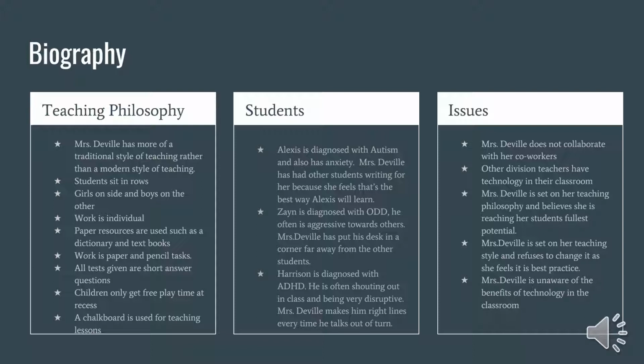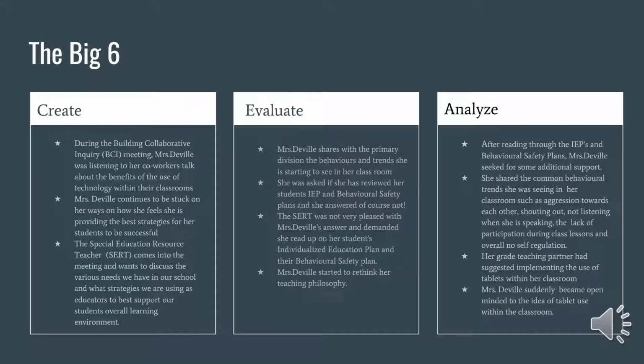Zane is a student who has been diagnosed with oppositional defiant disorder. He often acts aggressively to others, so Mrs. DeVille has put his desk in a corner far away from the other students in the classroom. Harrison was diagnosed with ADHD. He often shouts out in class and is very disruptive. As a solution, Mrs. DeVille has him writing lines when this happens.